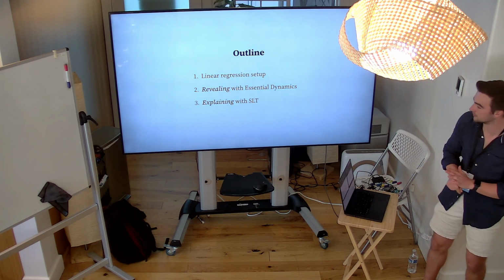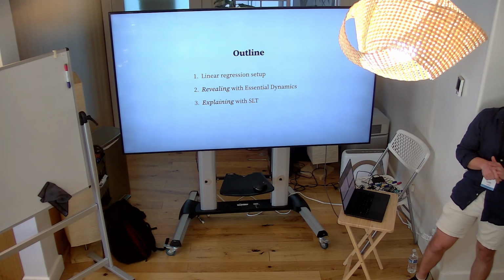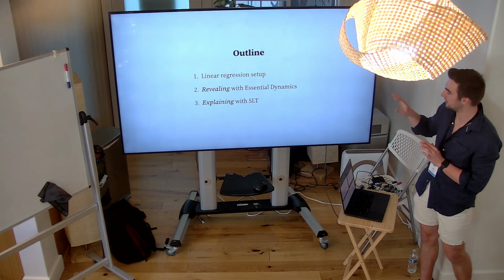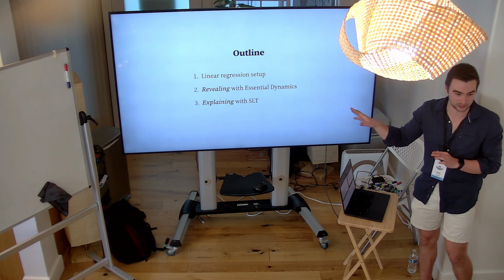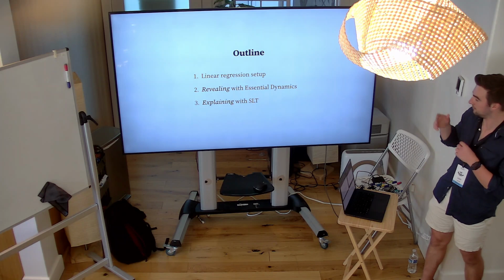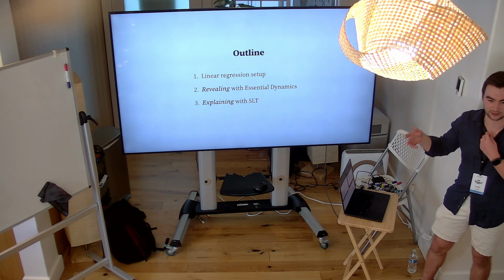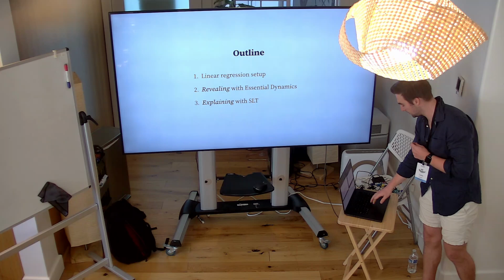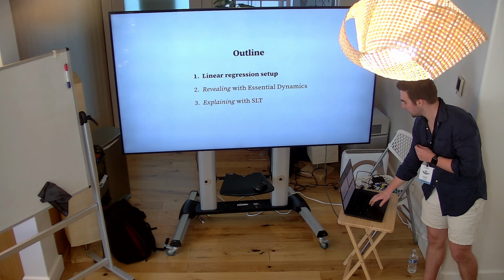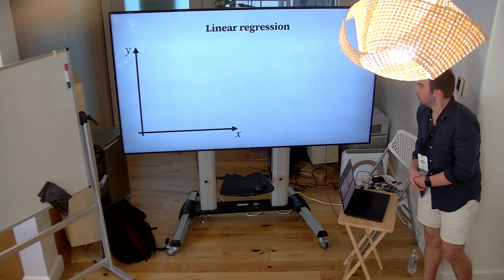So I'll start with the setup of the linear regression problem and then explain our essential dynamics technique and how we implement it, and then have a look at how singular learning theory helps us understand what's going on. So, linear regression.